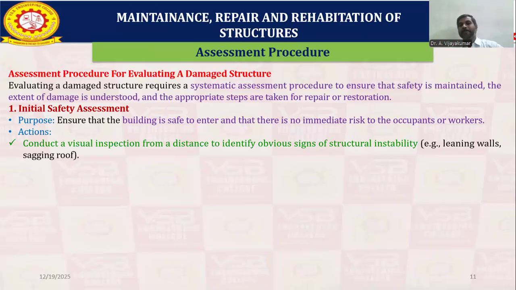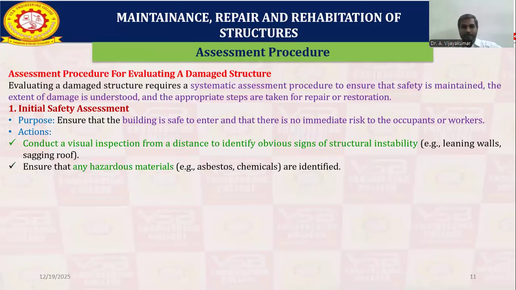signs of structural instability. What is instability? Leaning of the walls, sagging of the roof, or structural failure of a column or beam. We need to look for that with the naked eye itself. We need to maintain the proper distance and look at the structure, to see whether any immediate risk exists before entering.